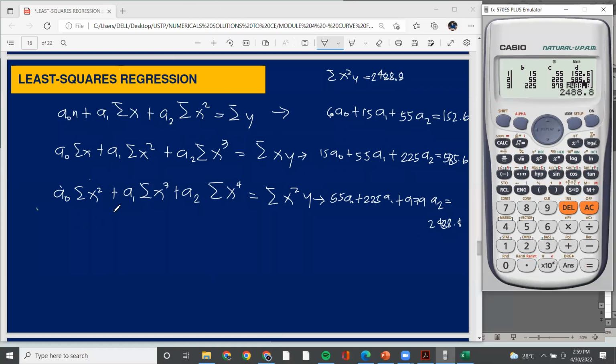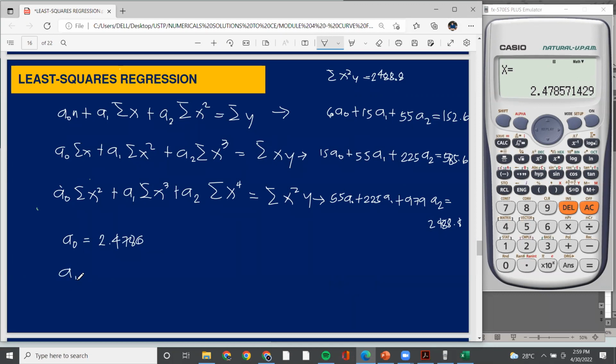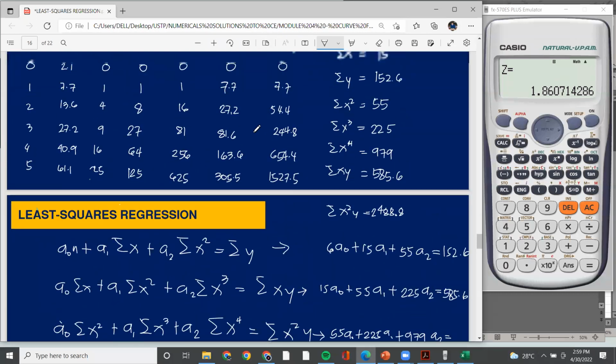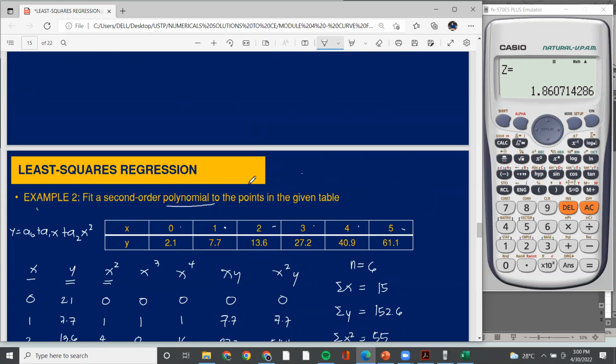So for the a sub 0, we have a sub 0 is equal to, in decimal, 2.4786. a sub 1 is 2.3593. a sub 2 is 1.8607. Okay? So we put these into the formula to solve for the corrected y.